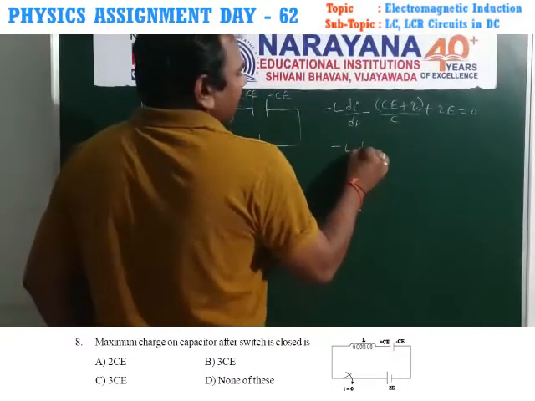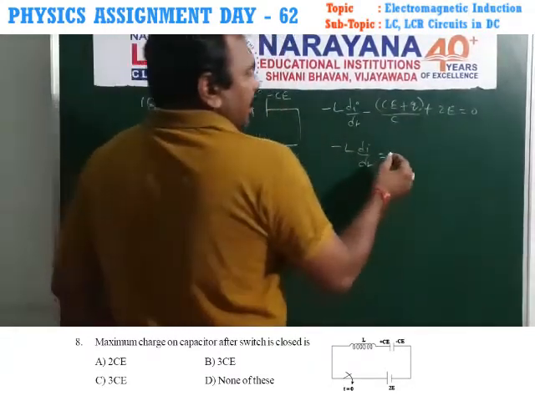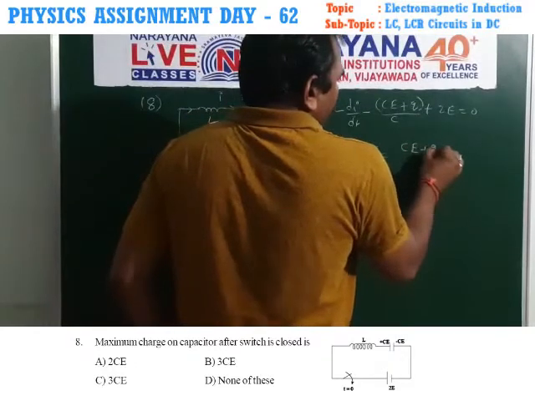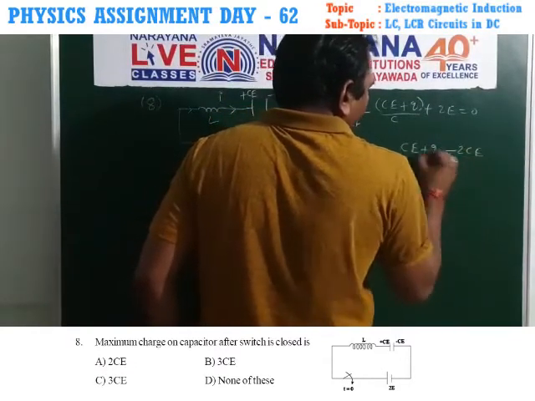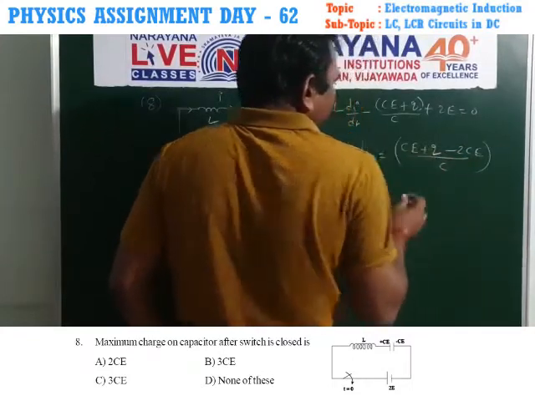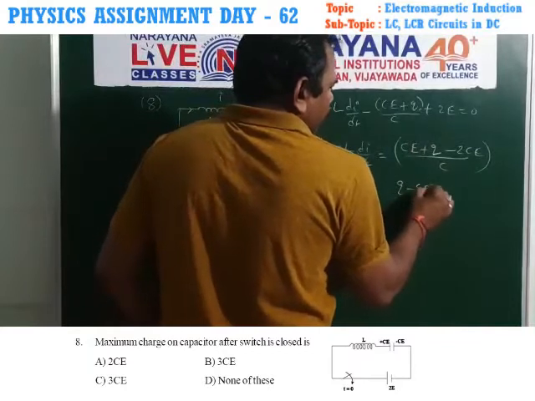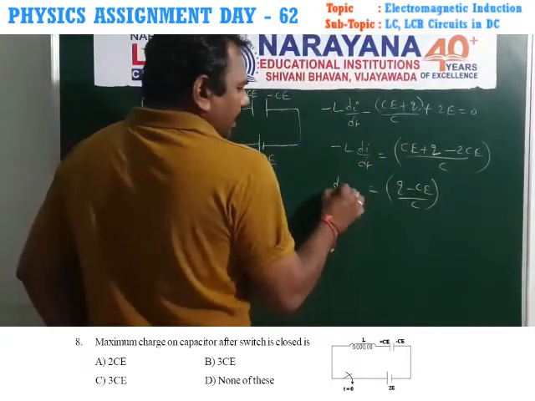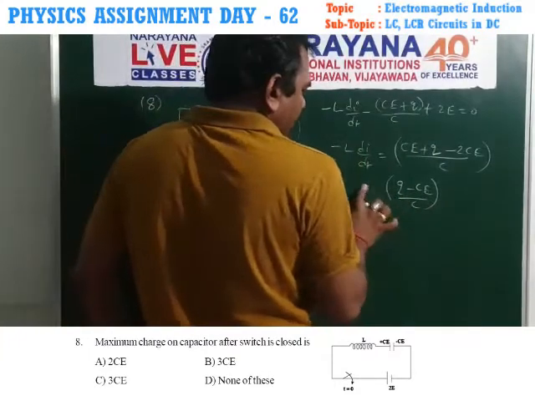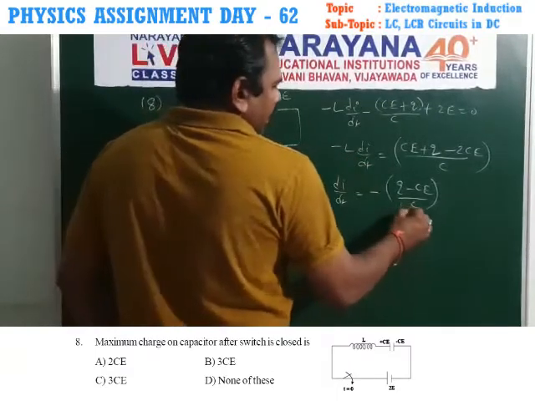So now minus L into dI by dt is equal to, taking that side, we get CE plus Q by C minus 2CE by C. This is the value. So finally, dI by dt is equal to, taking this side also, we get minus of, so here LC.